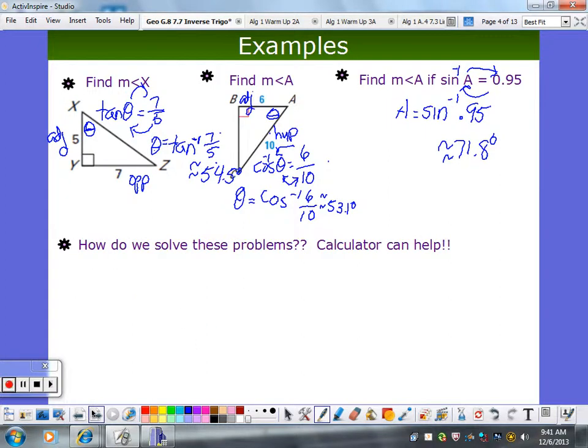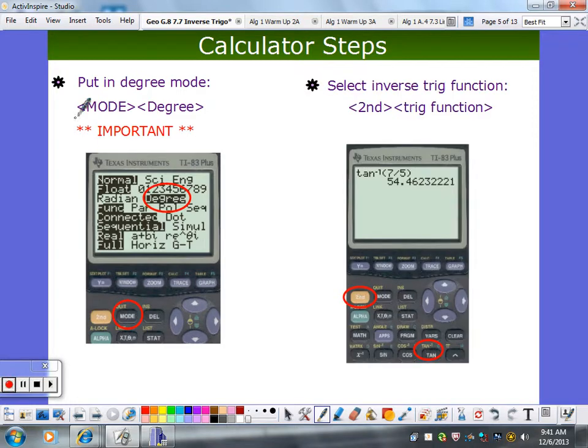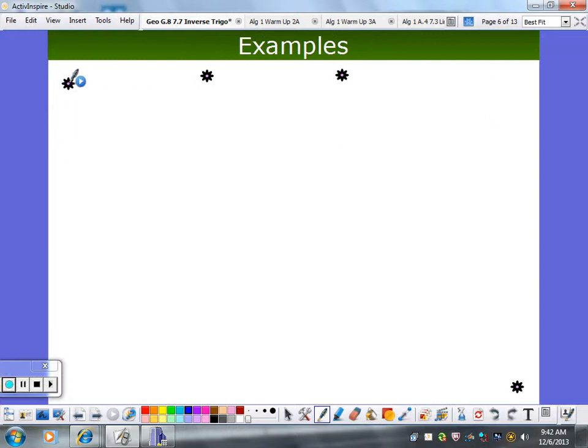So I'm a little ahead of it. I'm just showing the calculator here. But are there questions with the calculator? And again, make sure, if you have to check it every single time, check it every single time. But make sure you're in degree mode, and then just the second and the trig function, and there you go. That's it.